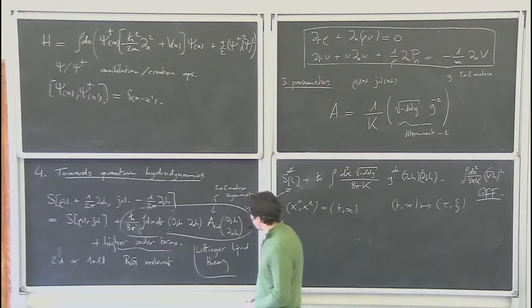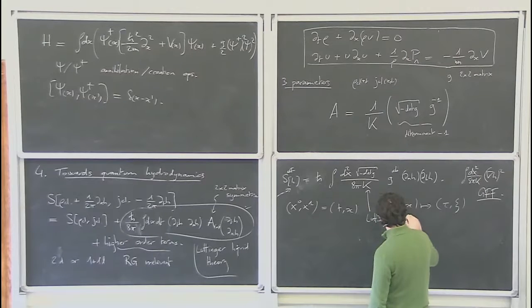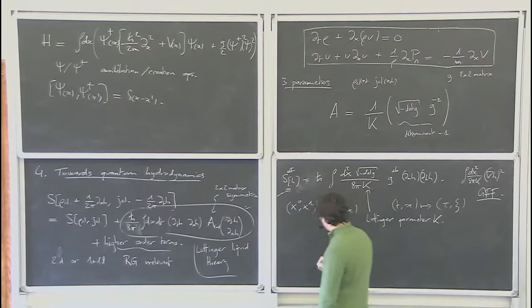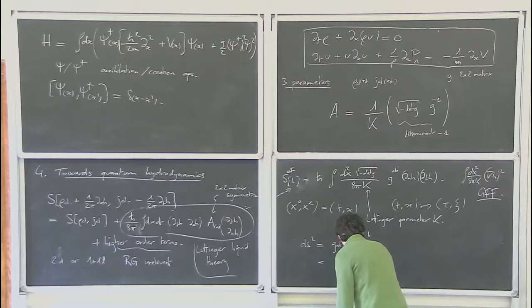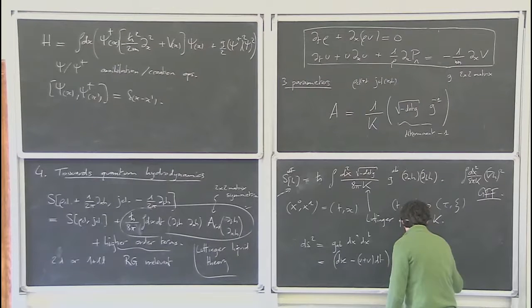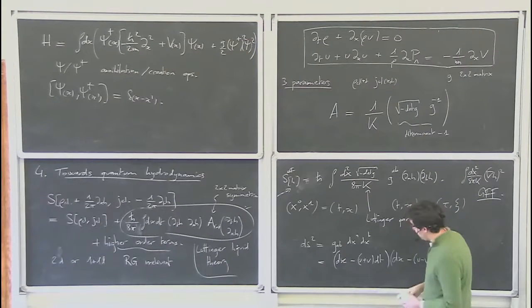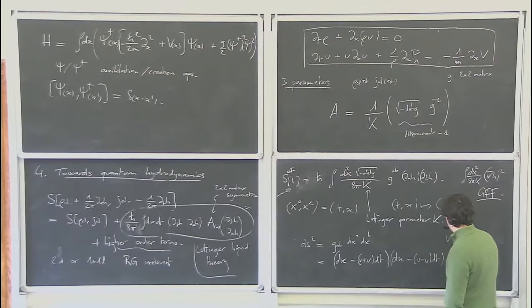K here, the K that showed up, is the Luttinger parameter K. And the metric G, which is g_ab dx^a dx^b, in coordinates X and T happens to be (dx minus (u plus v) dt) times (dx minus (u minus v) dt), where u is the u from the classical solution, so it's the mean velocity of the fluid, and v is the sound velocity.